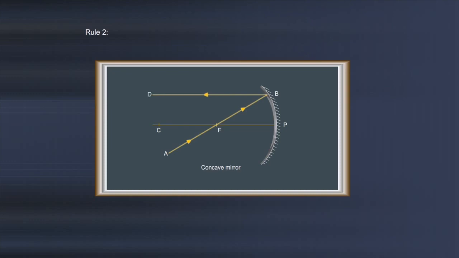So, we can see that these two rules are opposite to each other. Any ray of light parallel, after reflection will pass through the focus. Any ray of light passing through the focus will become parallel to the principal axis.